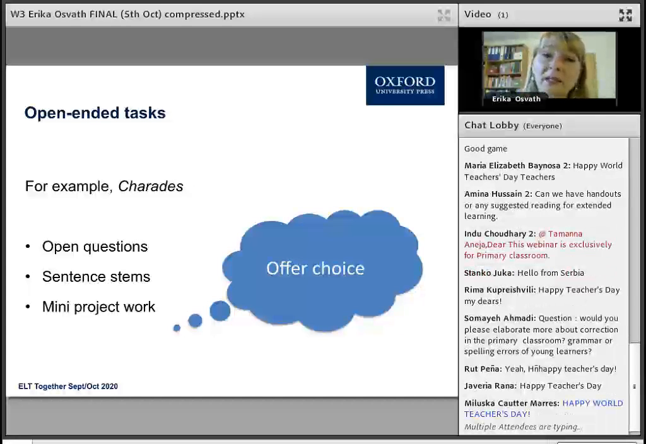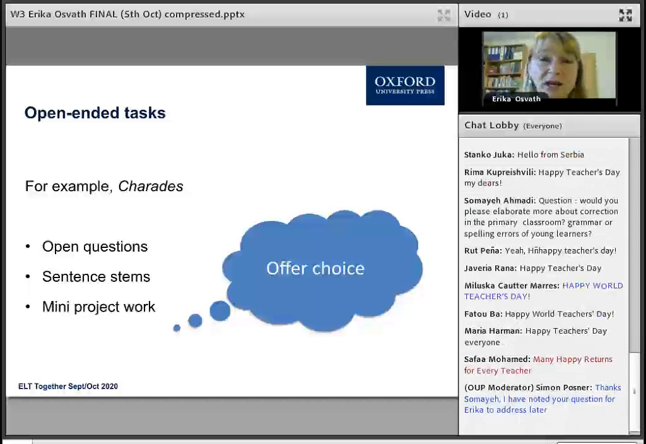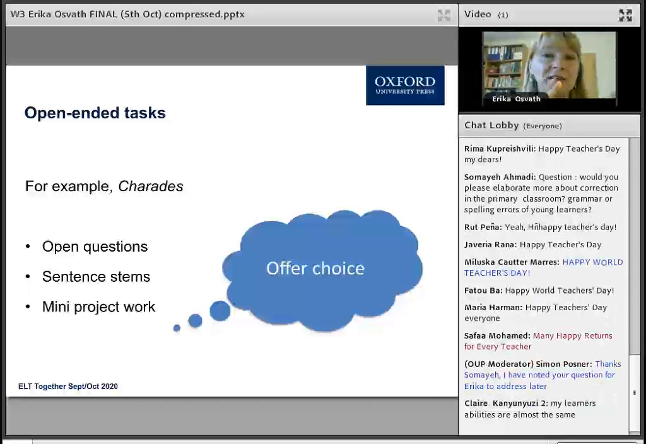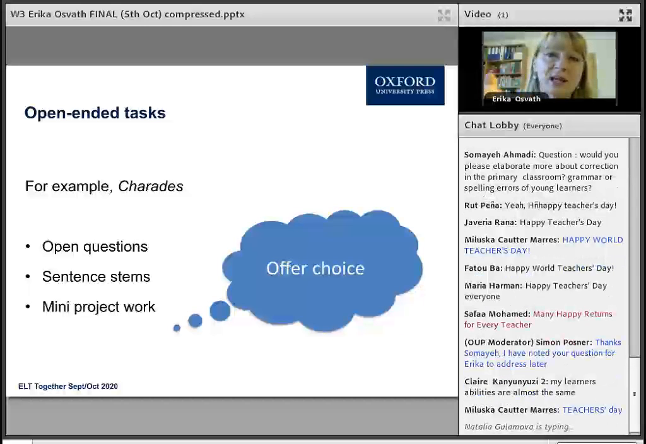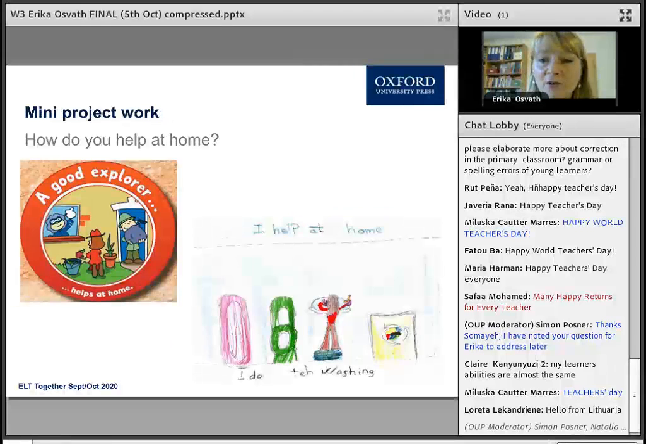Also, giving them mini project work, especially in the online classroom, is very, very important, where they get to work using a pen and paper and colors and cutting. So something very physical is important, to give them the opportunity to stay away from the monitor and the laptop, because they already spend quite a lot of time in front of the computer. So let's look at an example of a mini project work.